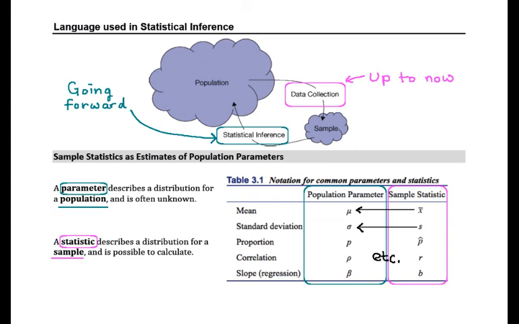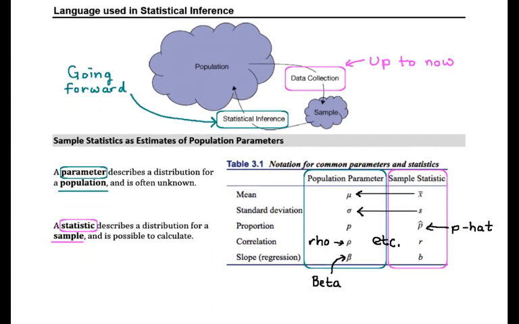So all of these have come up before. We use this p hat when we are talking about a proportion from a sample rather than a population. We use R for the correlation of a sample. We use, remember, this is the Greek letter rho when we're talking about correlation of a population. And we also have lowercase b for the slope of a regression line for a sample, and this here is the Greek letter beta for a whole population.